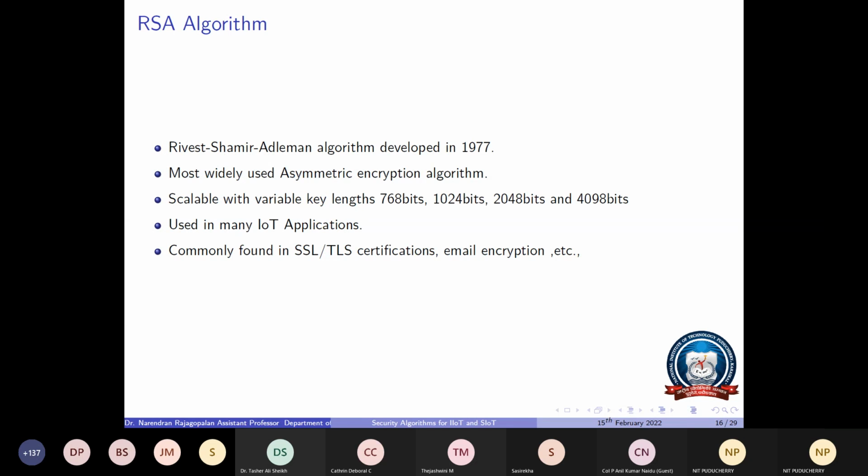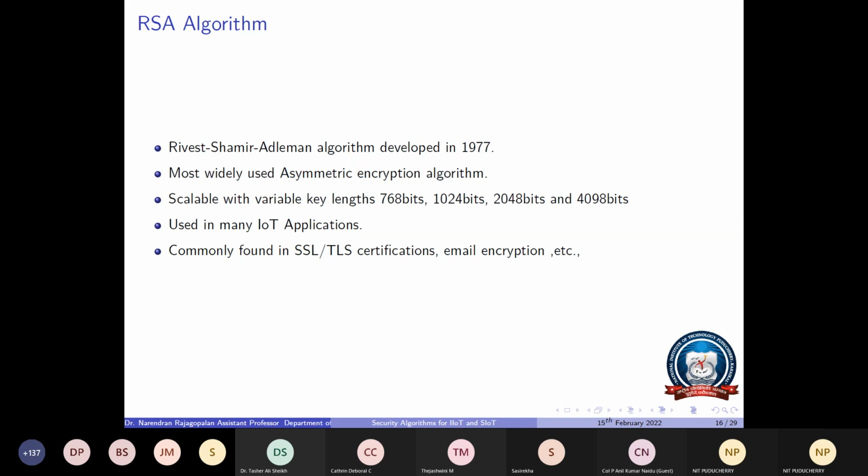symmetric key algorithms. Now we'll look at a few asymmetric algorithms. One very widely used asymmetric encryption algorithm is the RSA algorithm, Rivest-Shamir-Adleman algorithm. This was founded in the year 1977. The key length here is also variable, which starts with 768 bits, going up to 4096 bits. This RSA algorithm is being used in many of the IoT applications.